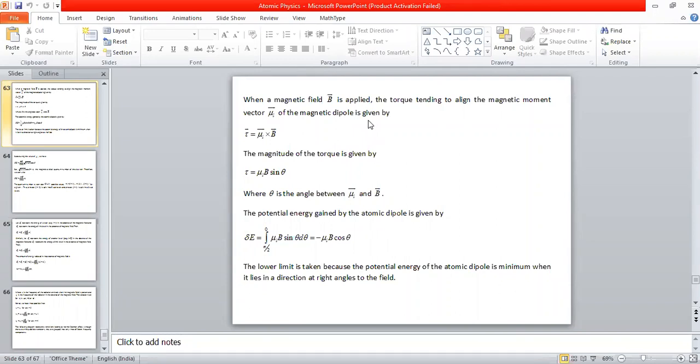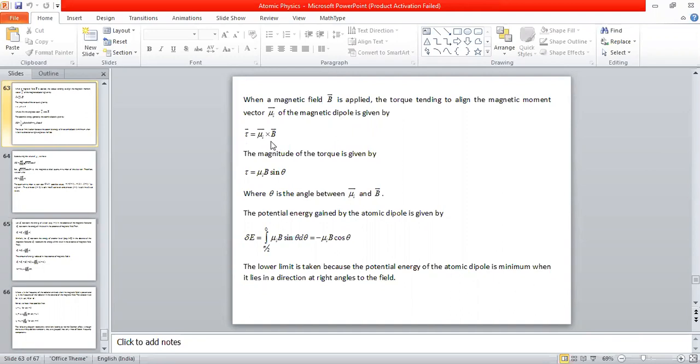I had said this yesterday also, while discussing the Stern-Gerlach experiment: basically the electron is behaving like a tiny magnetic dipole, and its magnetic dipole moment is vector mu L, and we are applying an external magnetic field B. Therefore, there is a torque acting on the electron. The torque acting on the electron, vector tau, is given by vector mu L cross vector B.